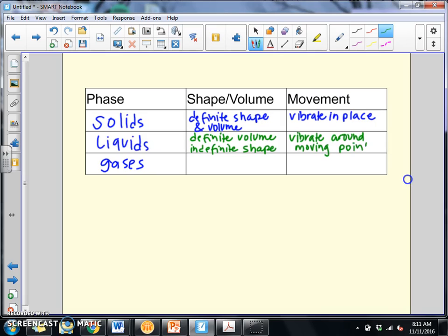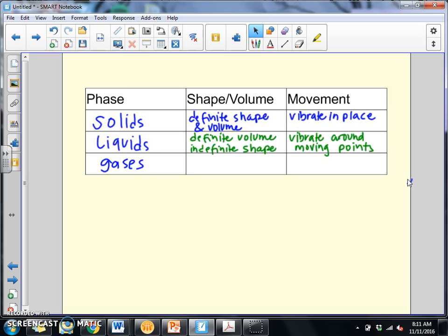Now, my example to explain vibrating around moving points: we were all in elementary school at one time. And in elementary school, when you're going to the bathroom or the cafeteria or to recess, your teacher has you line up in a single file line and you are marching with the rest of your class, and there is one person in front of you and one person behind you. And when you're moving in this way, your position is moving. You're traveling down the hallway. But your position in line does not change. The person in front of you and the person behind you stay the same.